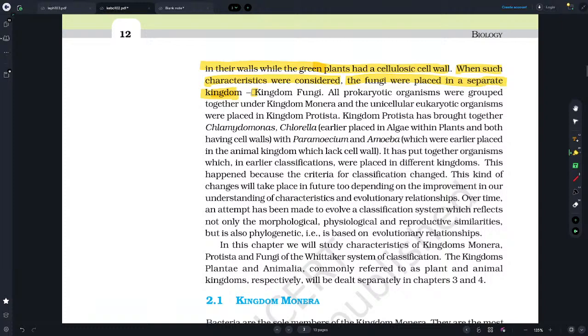Diatoms are the chief producers in the ocean. So the group chrysophytes includes diatoms and golden algae, which we call desmids. They are found in both freshwater and marine environments. They are microscopic and float passively in water. Most of them are photosynthetic.